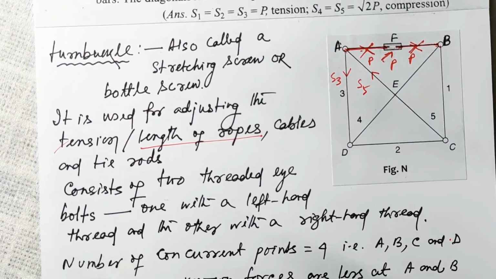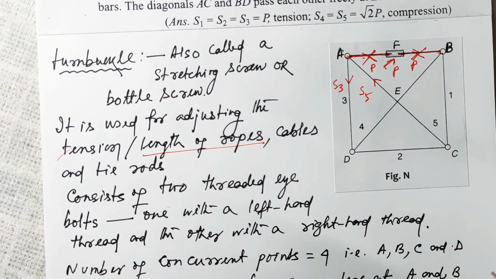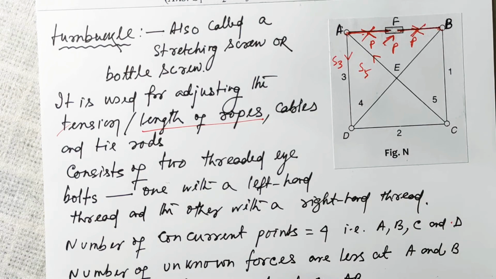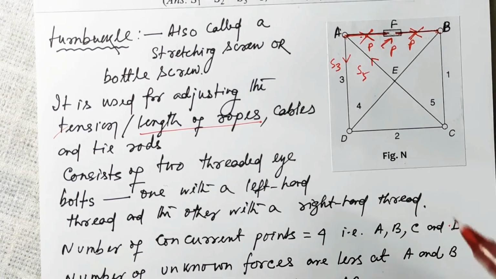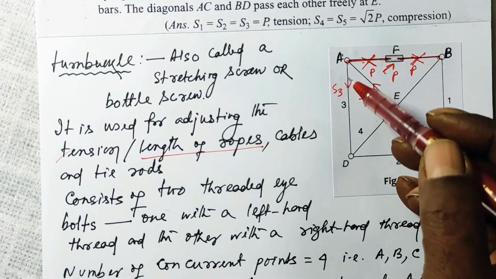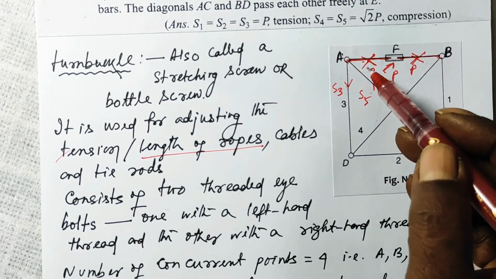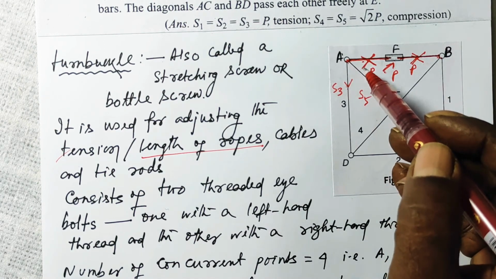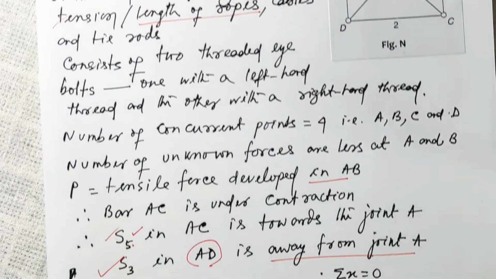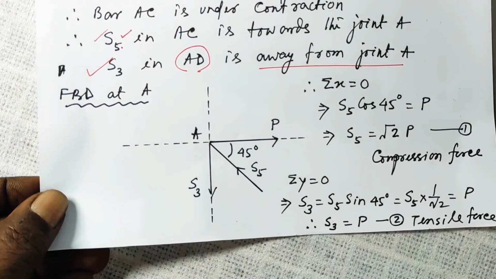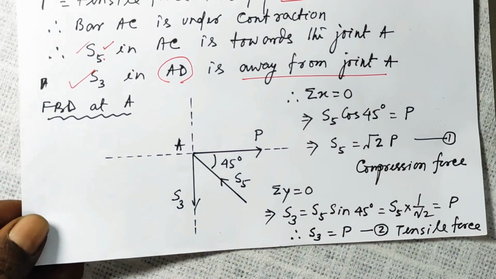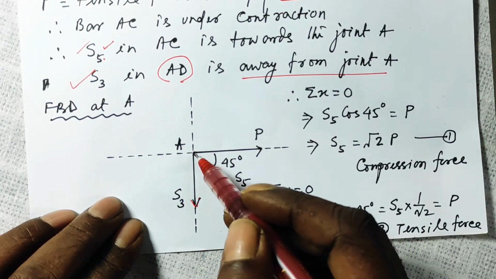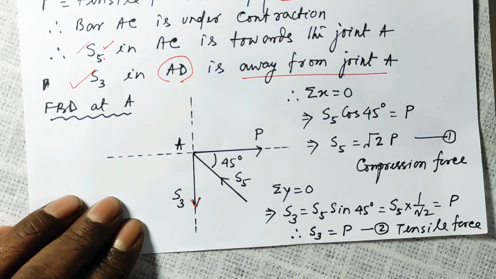So once that is known, let us draw the free body diagram at A and apply sigma x equal to 0 and sigma y equal to 0. At A there are three forces: S3 away from A, S5 towards A, and P away from A. So I have drawn the free body diagram at point A. As you can see, P is to this side, S3 is to this side, S5 is towards A. So sigma x is equal to 0.